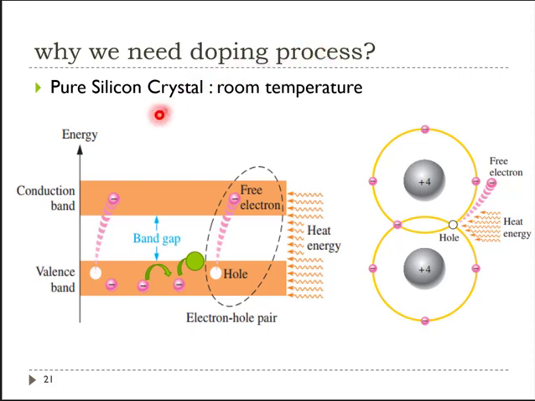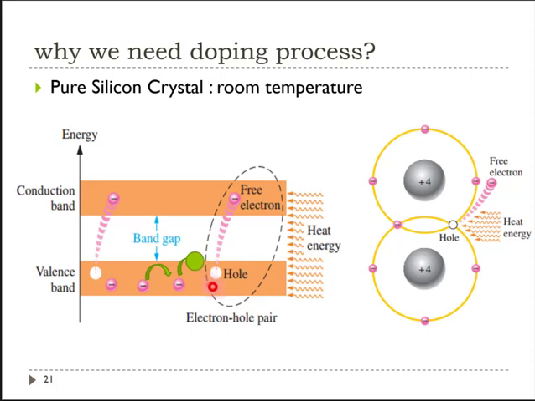So actually, for the pure silicon crystal at room temperature, some valence electrons have enough energy to jump to the conduction band. So it can cross over this band gap and jump to the conduction band. Once it jumps to the conduction band, we call it a free electron. As a result, we have holes inside the valence band.